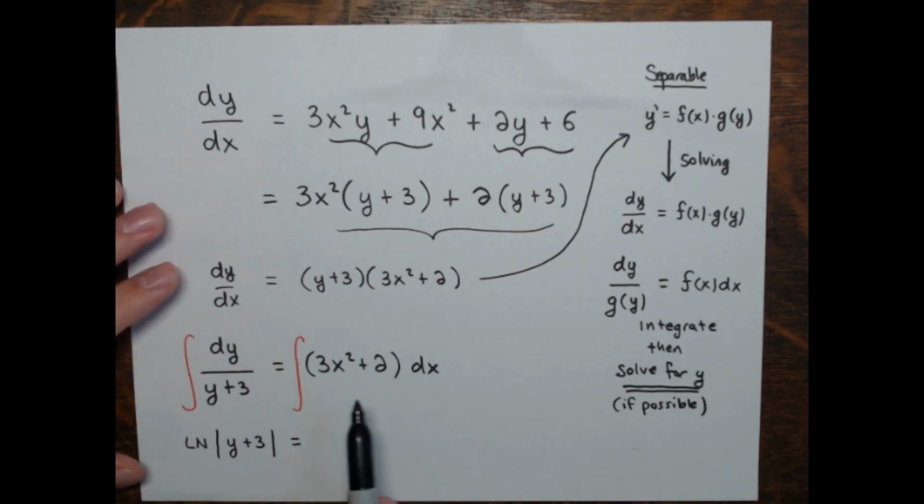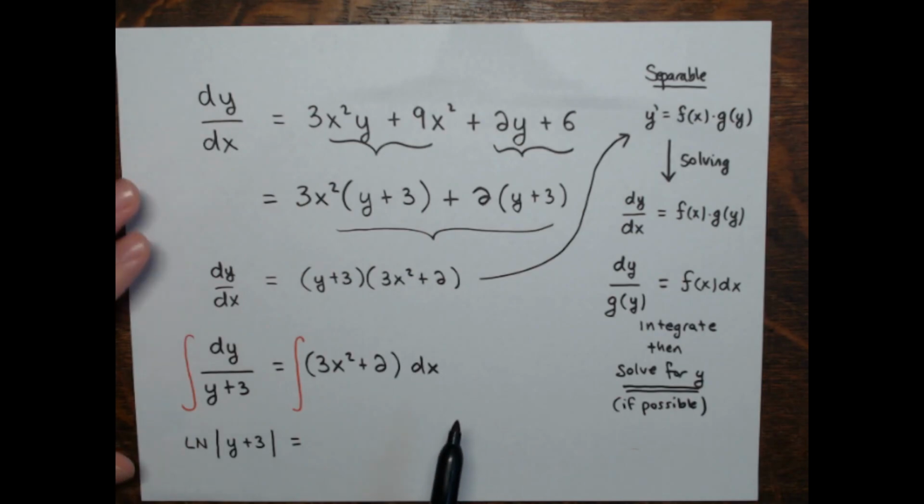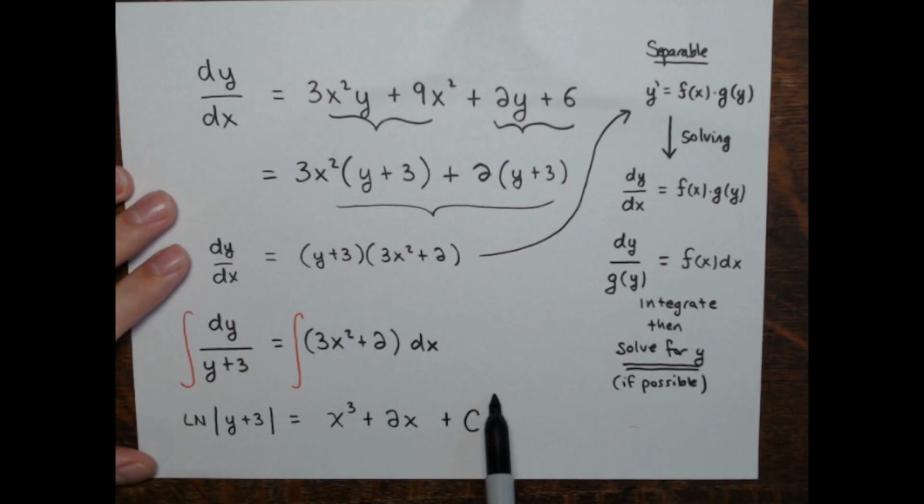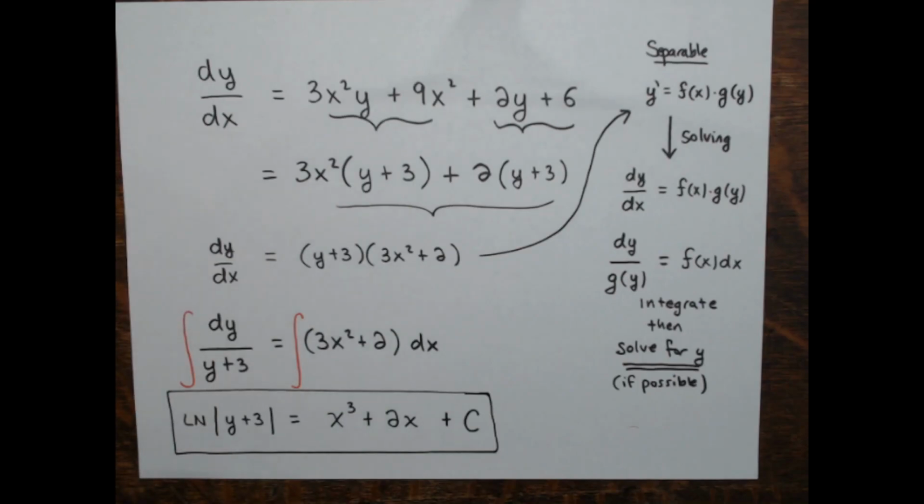So I typically like doing it on the right side with all the x stuff. All right, so we have the natural log of the absolute value of y plus 3 equals, and then when I'm integrating the right side with respect to x here, the x cubed plus 2x, and like I said, plus some constant. And now this right here, this is not my final answer, but this right here does describe the solutions to this differential equation.